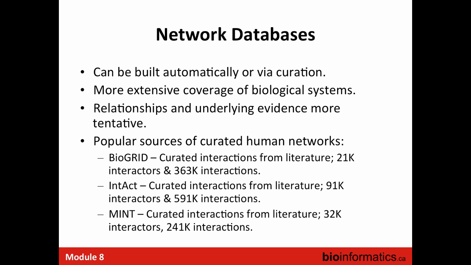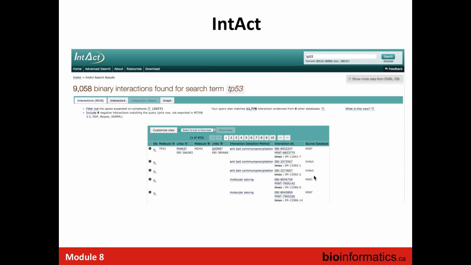So the popular sources of human-curated networks are BioGRID, IntAct, and MINT. They just differ based on their content, the number of interactions that they have and are curating, and maybe the level of detail that they have on a particular interaction.